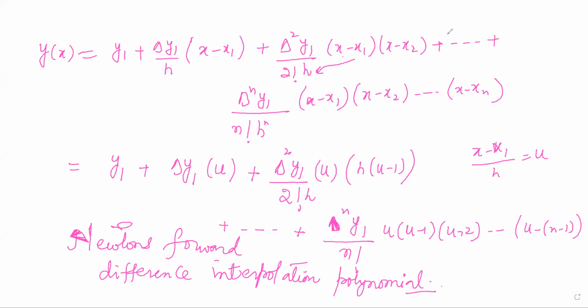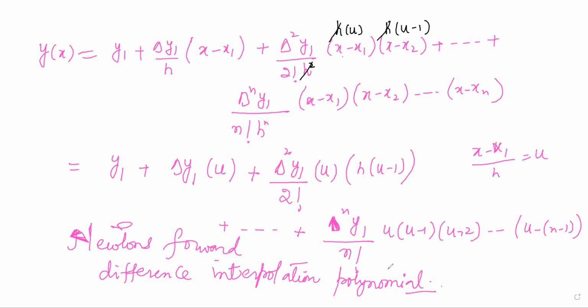Here I would like to emphasize the h at the denominator. What has happened is that we have x minus x1, which is equal to h times u. Then we have here 2 factorial h square. Then we have x minus x2, which is written as h into u minus 1. So this is h square, and this h square will cancel. The same will happen with all these h's. That's why you will not be having any h in the denominator.